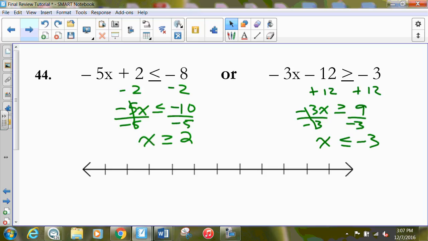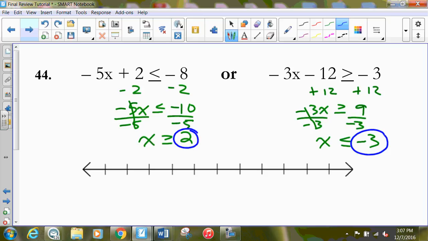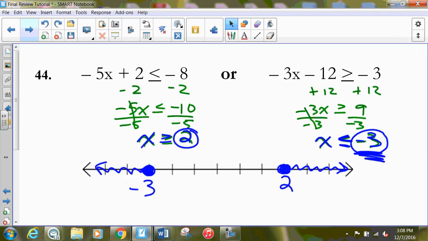So this is an "or." So ors usually look a certain way. The first thing I want to do is say who's smaller, 2 or negative 3? Negative 3 is smaller. So let's put a negative 3 here. Let's put a 2 here. And it says x is less than or equal to negative 3. So I'm going to fill in the circle and shade to the left. And then this says x is greater than or equal to 2. So I go to the 2, I fill in the circle, and greater than is to the right. And this is what ors usually look like, shadings that go both ways, the opposite way.